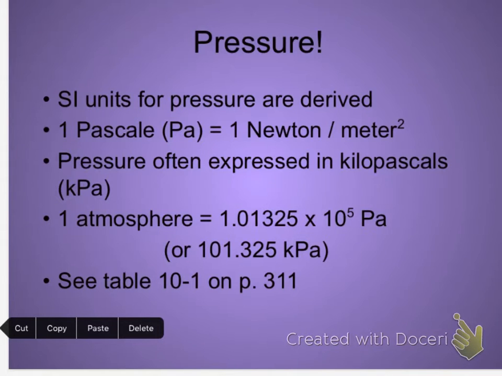So you're talking about basically what we think of as the weight of an apple pressing down over an area of a square meter. That's not a lot of pressure. So we very seldom actually use pascals because they're so cumbersome to deal with. So kilopascals are more commonly used, and 1 atmosphere equals 1.01325 times 10 to the 5th pascals. See how cumbersome that is? Or 101.325 kilopascals. If you would be so kind as to look at the table in your book on page 311, we're going to walk through doing a few pressure conversions.